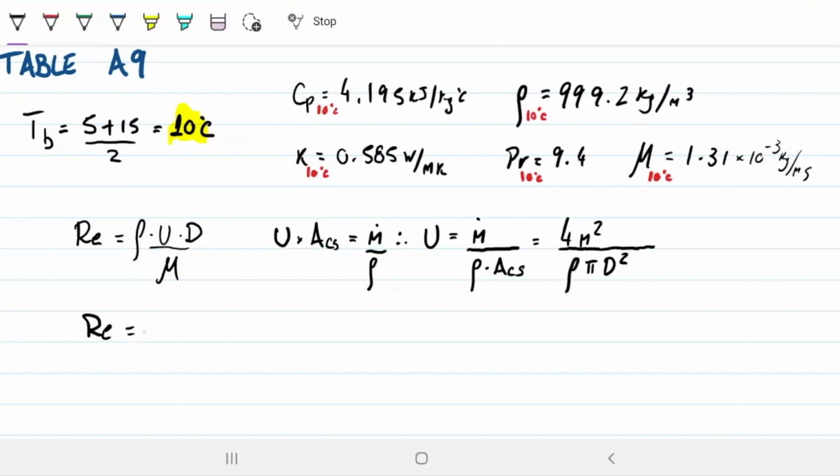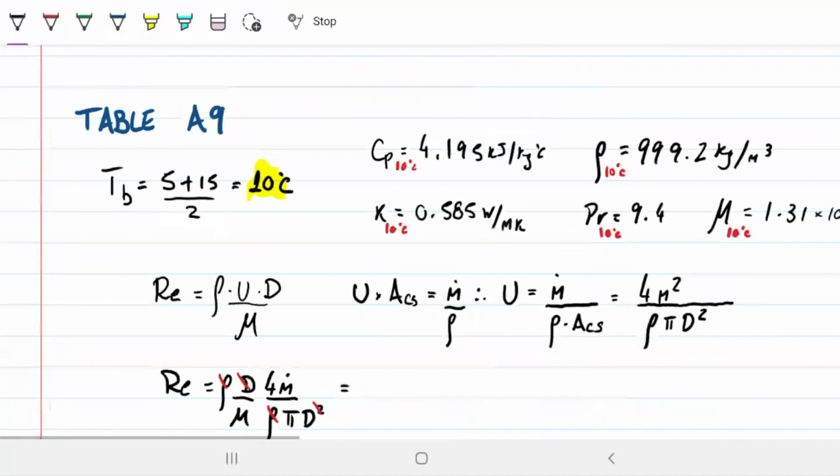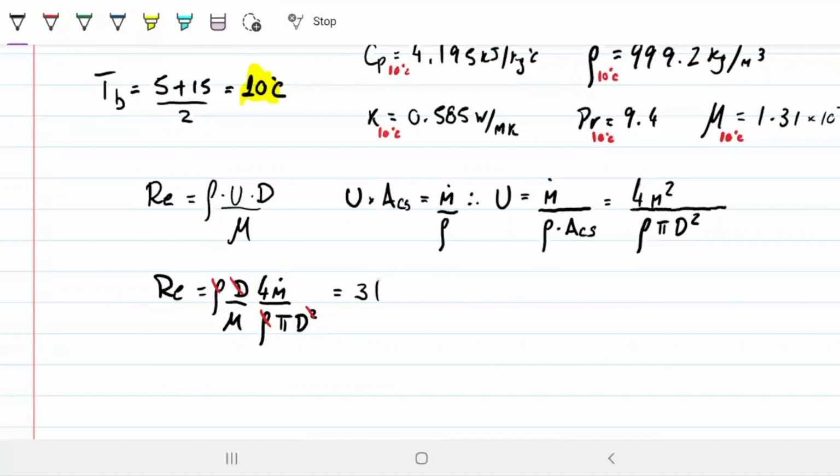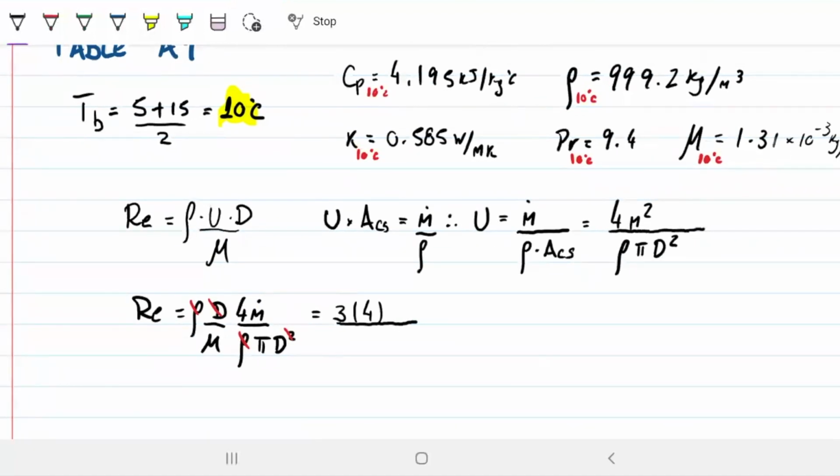Okay, so I can plug that into Reynolds. Once again, I'm doing the whole thing so that we're all on top of what's happening. And then my velocity will become 4 mass flow divided by density pi diameter squared. Diameter and diameter squared, density, density. So this will just be mass flow rate, which is, I forget, 3? What is it? 3, yeah, 3 kilograms per second times 4 is a constant, divided by viscosity, 1.31 times 10 to the minus 3.